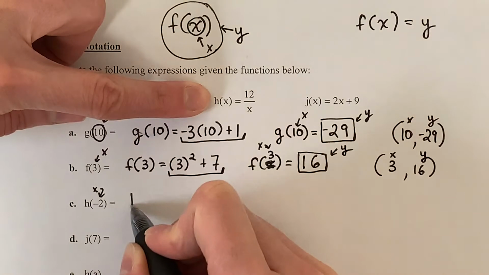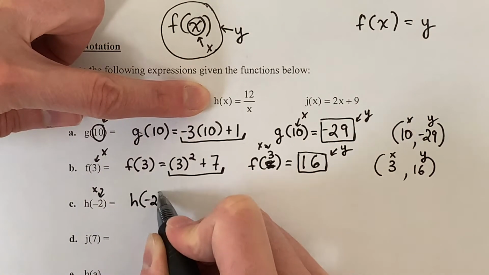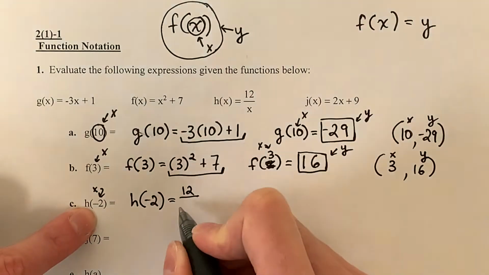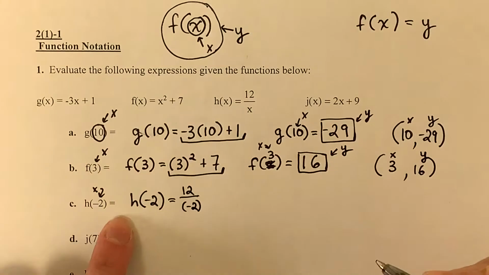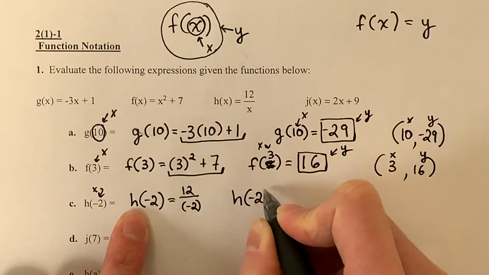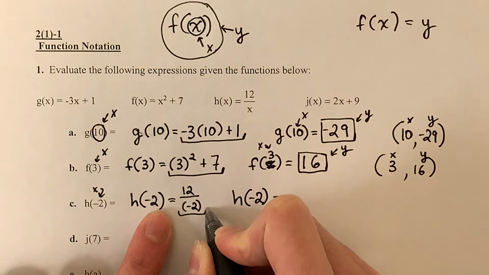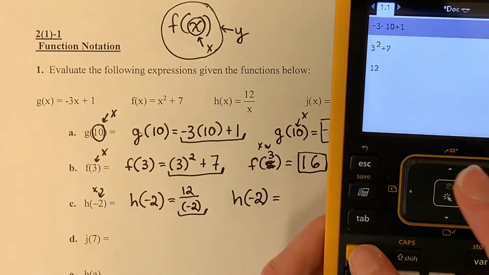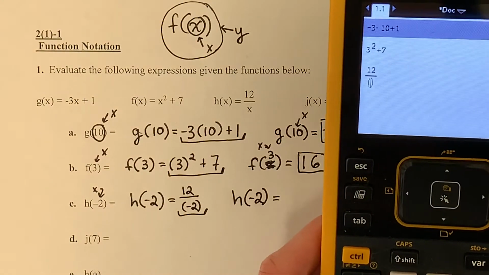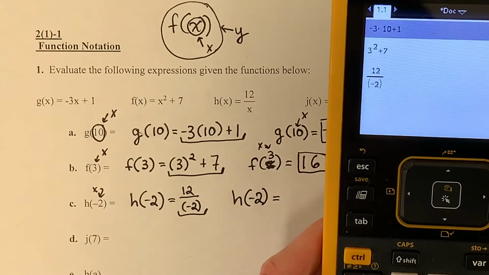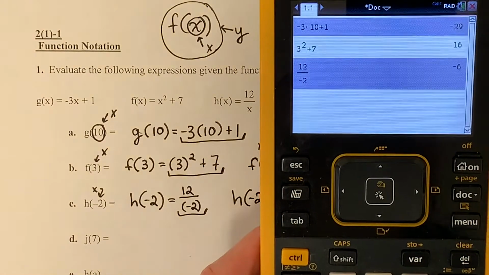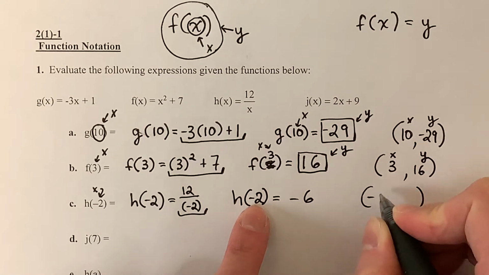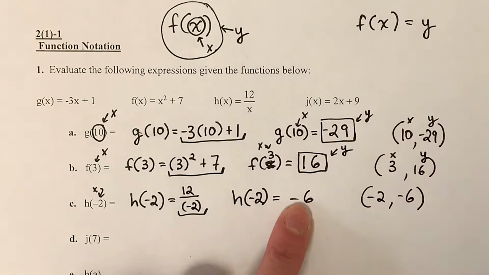So h, parenthesis, -2, parentheses, equals 12 divided by, no x, I will put -2 in parentheses. Copy the left part, h of -2, equals, this part I will put in the calculator. So 12 divided by parenthesis -2, parentheses, enter, -6. So I will put my x is -2, comma, my y is -6.